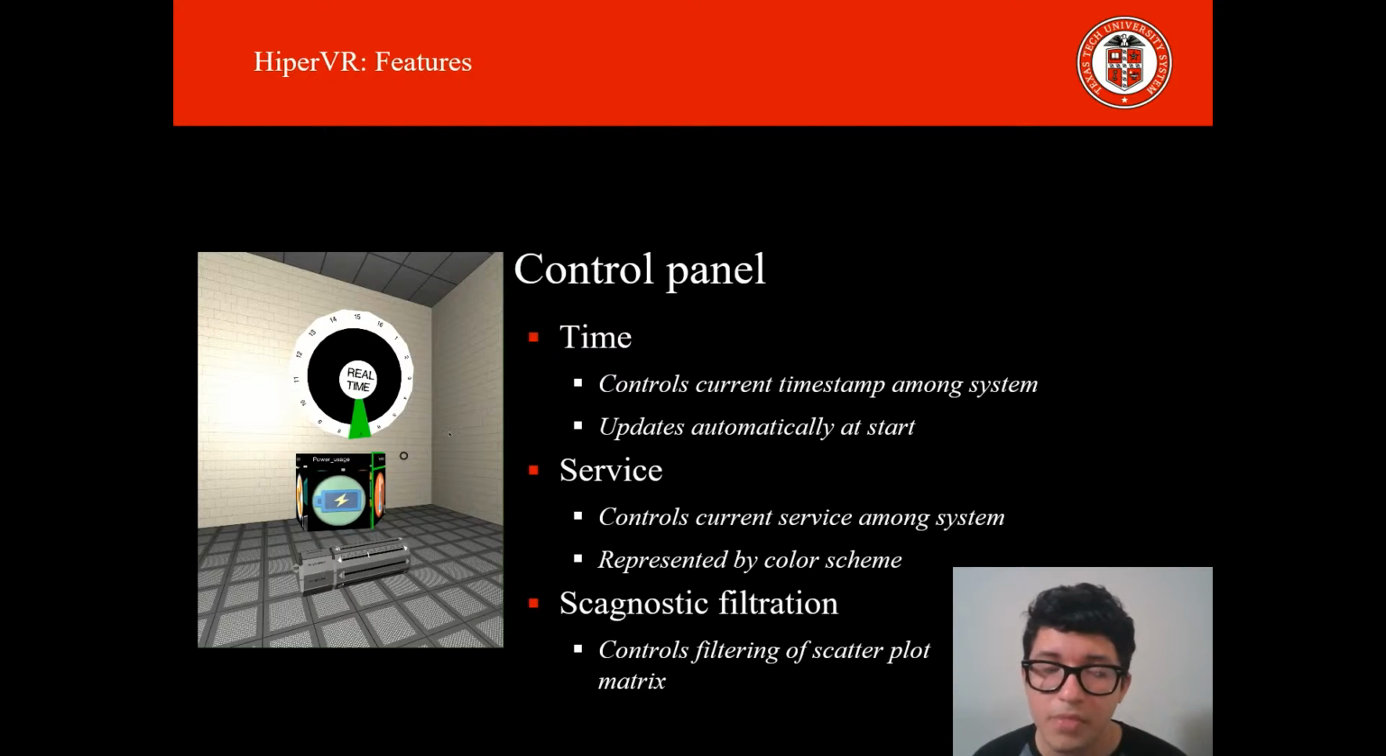in the colors. Then the service, which is the middle one, controls the current service among the system and is represented by the color scheme. We saw the color schemes on the racks, and right now it's starting with the default service, temperature. We can change it to power usage, fan speed, and a couple others, and they all have different color schemes. And the last one is the scatterplot filtration. This one controls the filtering of the scatterplot matrix. We're going to talk about it more later, but this pretty much controls the filtering of the scatterplot, so we don't have to render all of it.